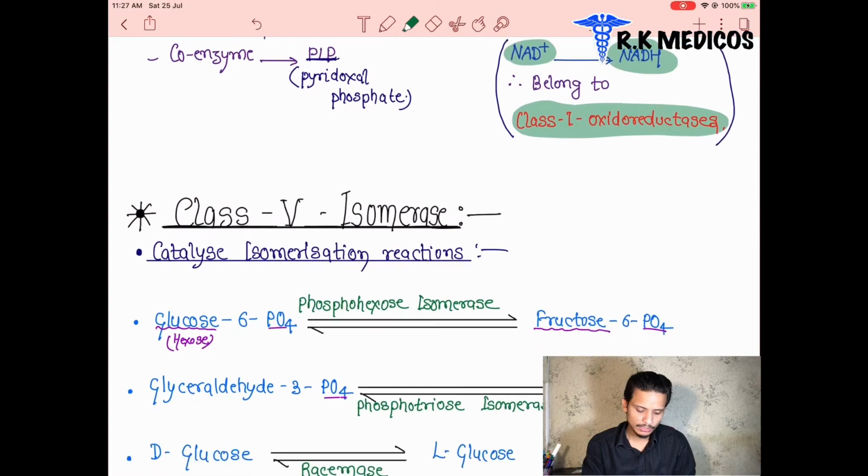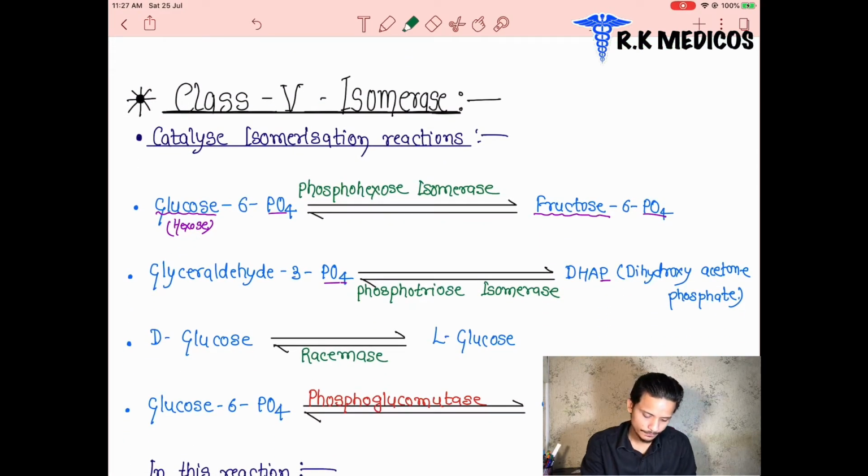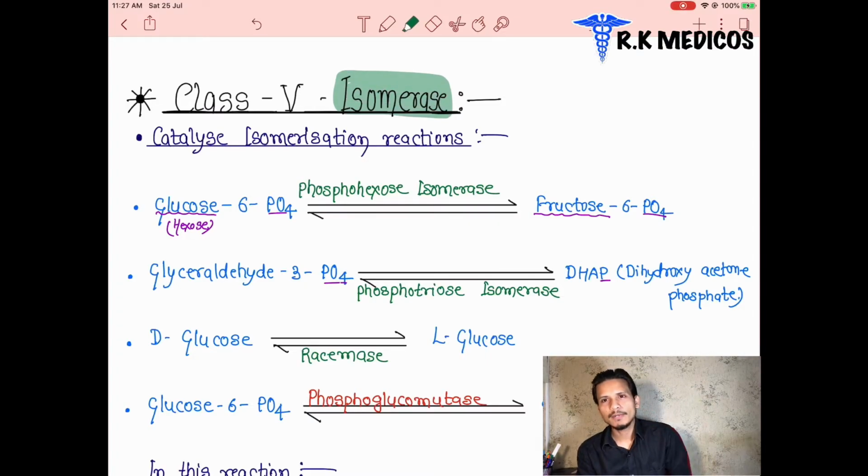Next we are going to see the 5th class, that is isomerase, and these are catalyzed by isomerization reactions.